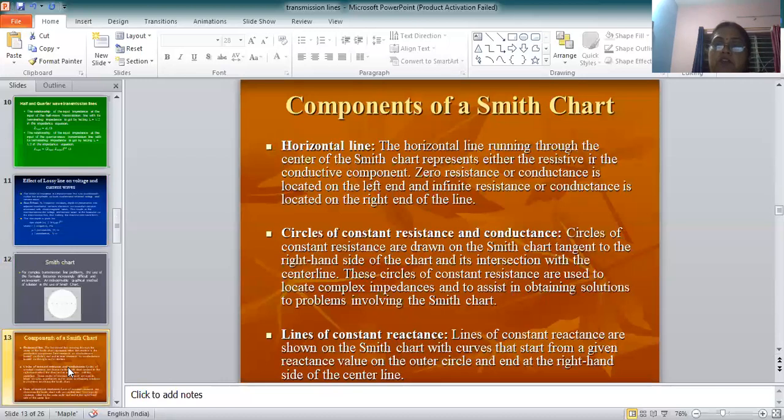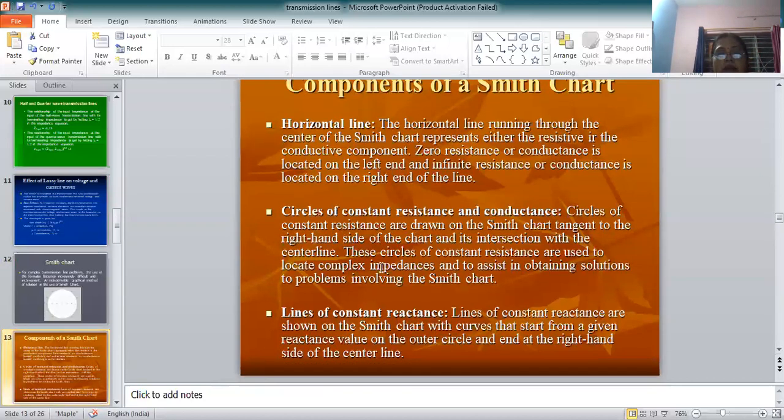Now, what are the components of a Smith chart? The horizontal line, circles of constant resistance and conductance, and third, lines of constant reactance. The horizontal line running through the center of the Smith chart represents either the resistive or the conductive component. Zero resistance or conductance is located on the left, and infinite resistance or conductance is located on the right end of the line. Whereas the circles of constant resistance are drawn on the Smith chart tangent to the right-hand side of the chart and intersecting the center line.